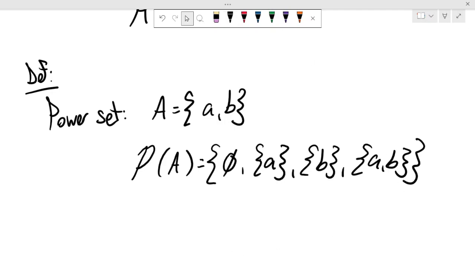Okay. Now, another thing you sometimes see mentioned in regards to sets is cardinality. Cardinality is basically a measure of the number of things in the set. So for a finite set, that's just the number of elements. So like the cardinality of A is 2, the cardinality of P of A is 4. But for infinite sets, it gets a little bit tricky.